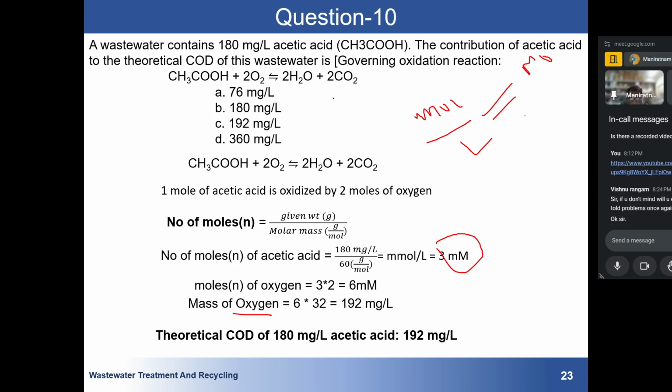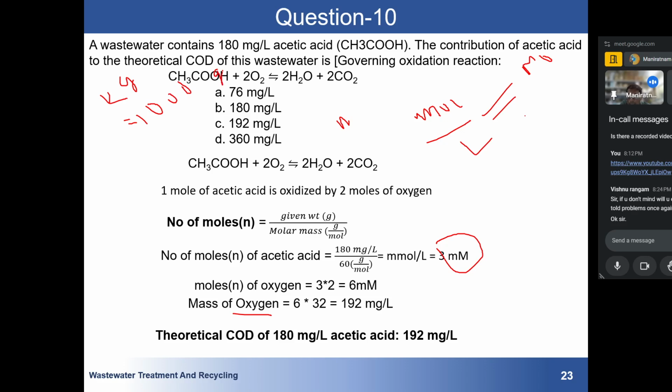Sir, what is milligram? What is mg per liter, sir? Milligram per liter. We know kg. 1 kg means 1000 gram. Okay, sir. And another unit of weight is milligram, 1 kg equals 1000 gram.